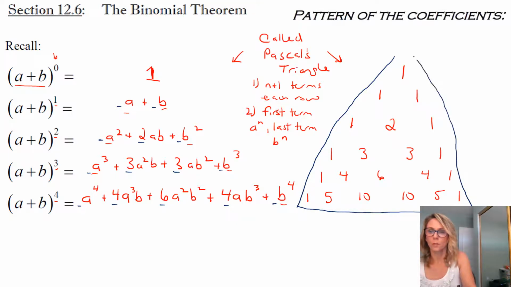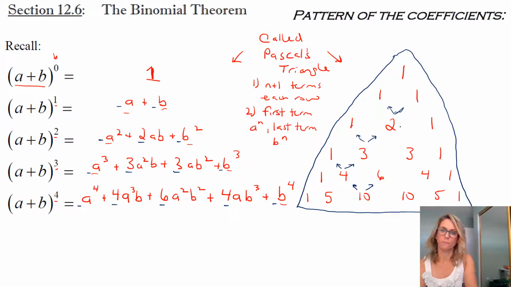Making myself a triangle. What I want you to notice is that each coefficient, each number that you see here, is a sum of the two values above it. So when you see 10, it's the sum of 4 and 6. When you see this 4, it's the sum of 3 and 1. This 3 is the sum of 1 and 2. This 2 is the sum of 1 and 1.